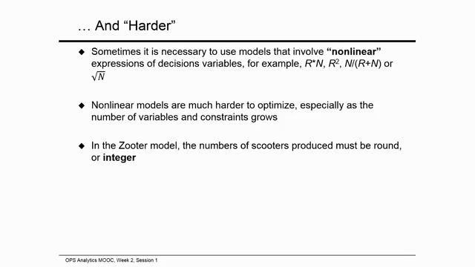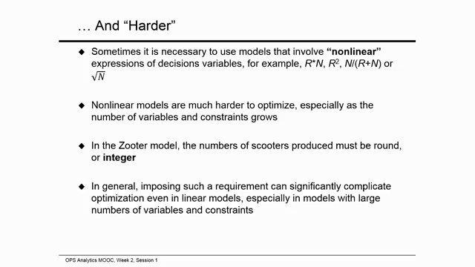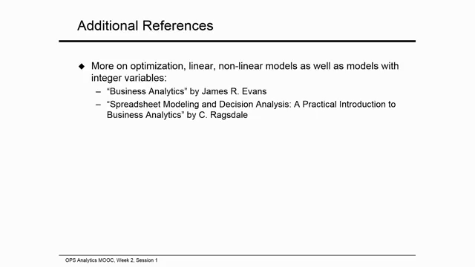This distinction may not be that important for a small problem, like the problem that Zuter is trying to solve, 2 variables and 3 constraints. But it can become quite important if the numbers of variables and constraints in your model is large. If you would like to learn more about optimization and the types of optimization models, there's a number of books out there that can help you. Here are 2 examples.